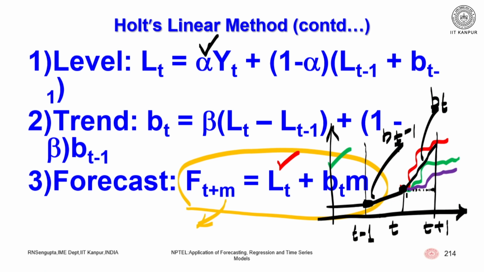So, the level would basically be alpha y t plus 1 minus alpha L t minus 1 plus B t minus 1. And if I want to find out the trend, it will basically be the difference in the two levels, L t minus L t minus 1, multiplied by beta, plus 1 minus beta into the value of the trend one time period before, which is B t minus 1.